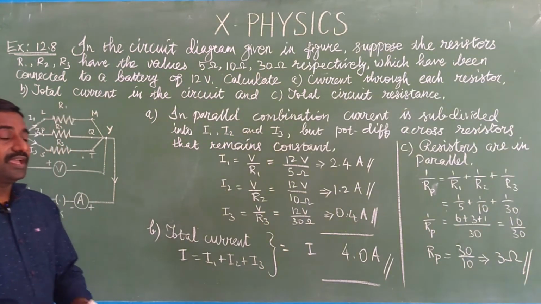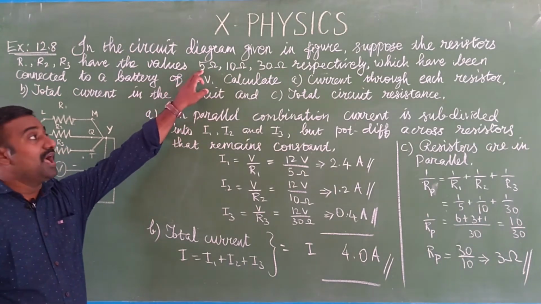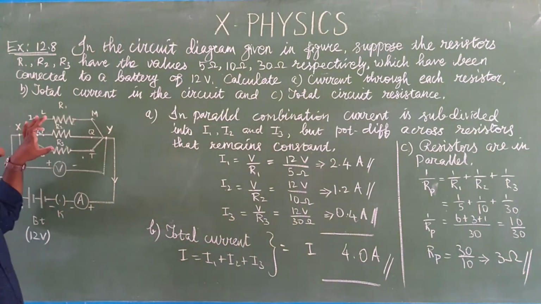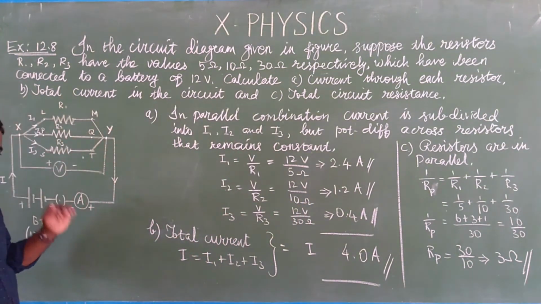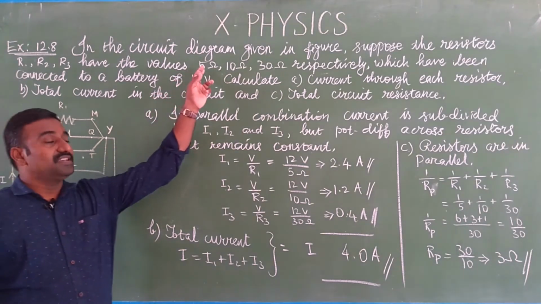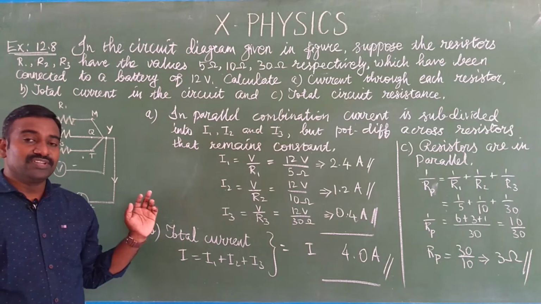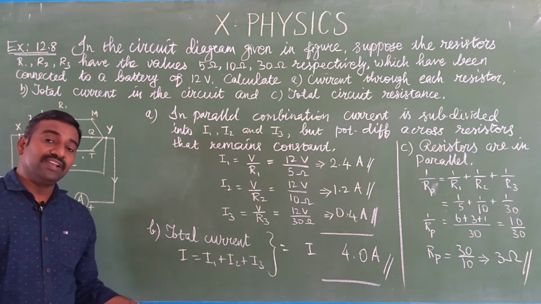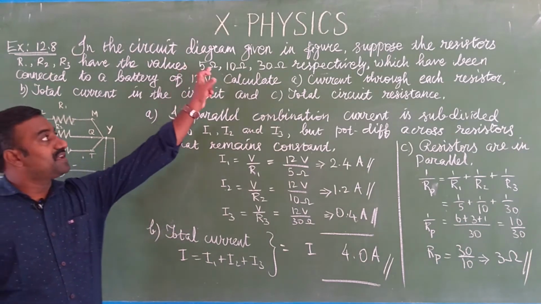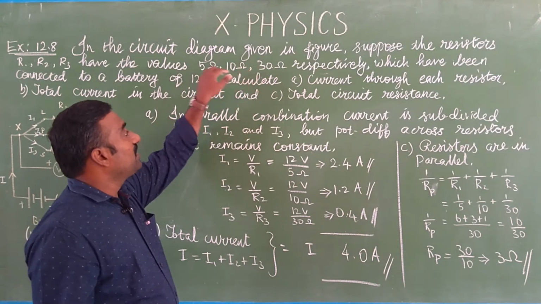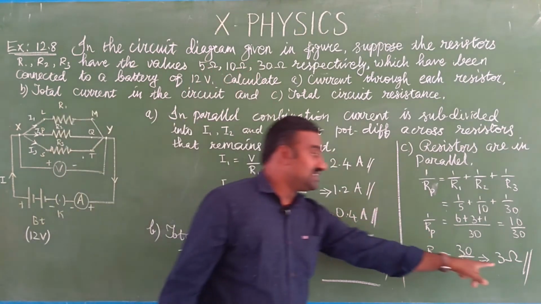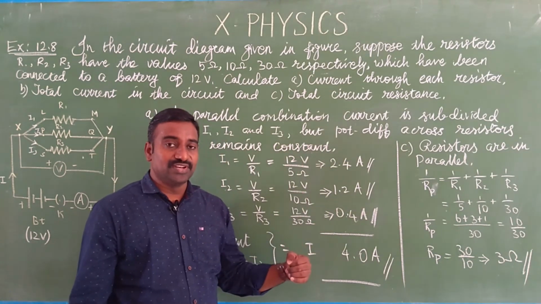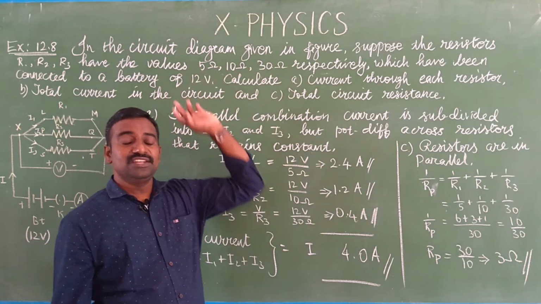Among the given resistors, the least value is 5, and the total circuit resistance we got is less than that. So you should know one thing: in parallel combinations, the total circuit resistance is less than the least individual resistance. Look at 5, 10, 30. The least value is 5 ohm, but the total circuit resistance is 3 ohm. So comparing this 3 ohm and 5 ohm, the 3 ohm is very less, that is, the total circuit resistance is less than the least individual resistance.